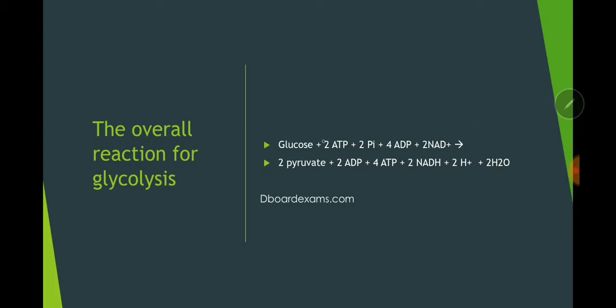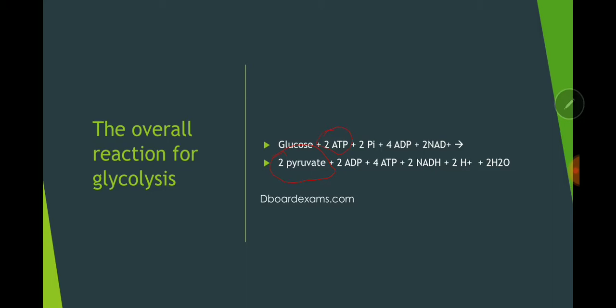So again, you have glucose plus 2 molecules of ATP. You need to invest 2 molecules of ATP plus 2 inorganic phosphate. The I here stands for inorganic. All right, so inorganic phosphate plus 4 molecules of ADP and 2 molecules of NAD plus. Then your result should be 2 molecules of pyruvate.